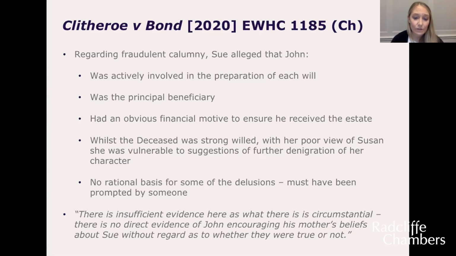The judge said that there is insufficient evidence here, as what there is is circumstantial. There is no direct evidence of John encouraging his mother's beliefs about Sue without regard as to whether they were true or not. And this case is very different to Nut and Rhea, in that all of the circumstantial evidence here is to do with the execution and the preparation of the will. In fact, in terms of the preparation, there's evidence that John actually went into the solicitor's office with Mum's instructions in hand and said, make this will. And there's records on the file, I think it was the earlier will of the solicitor, saying, well, this isn't how we usually do things. So there were suspicious facts and circumstances here.